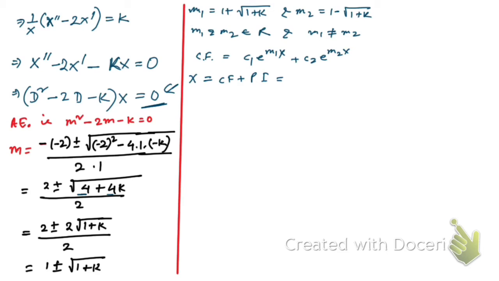So our answer will be c1 e to the power m1, which is 1 plus root over 1 plus k, into x. This is m1x. Sorry, that should be small x. Then plus c2 e to the power 1 minus root over 1 plus k into x. That's what we have got. This is one part of the solution. Now let me go to the other part. Here you see, let me go to the previous slide.